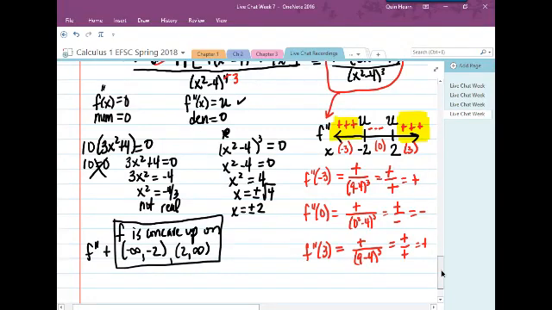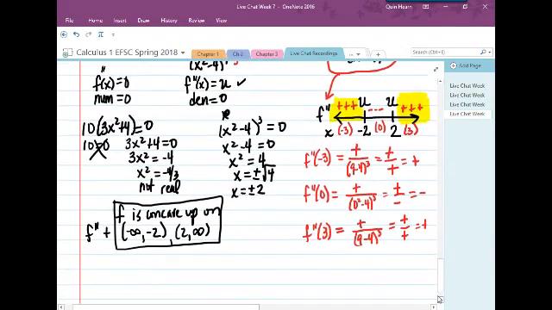The other part is, where is it concave down? That's going to be wherever we have negatives. So where f double prime is negative, we know that f is concave down, and that's on the interval from -2 to 2.